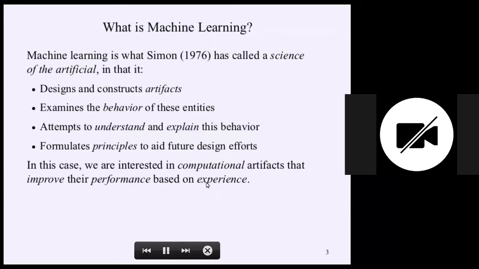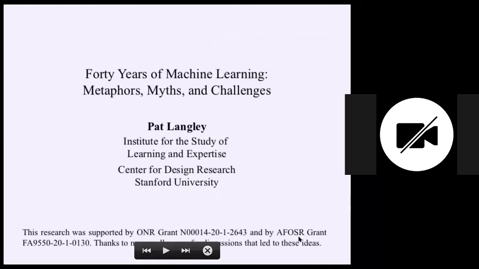Okay, good. Today, we welcome as our IR lab seminar speaker, Professor Pat Langley. First, I'll do the basic introduction, which is that he serves as the director for the Institute for the Study of Learning and Expertise, and as a research scientist at Stanford University's Center for Design Research. He has contributed to artificial intelligence and cognitive science for more than 40 years.